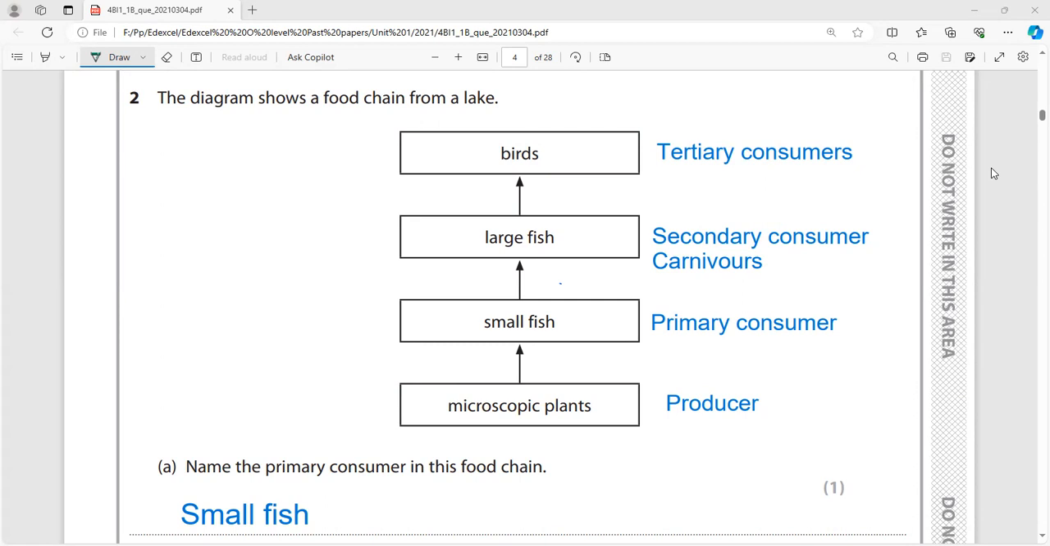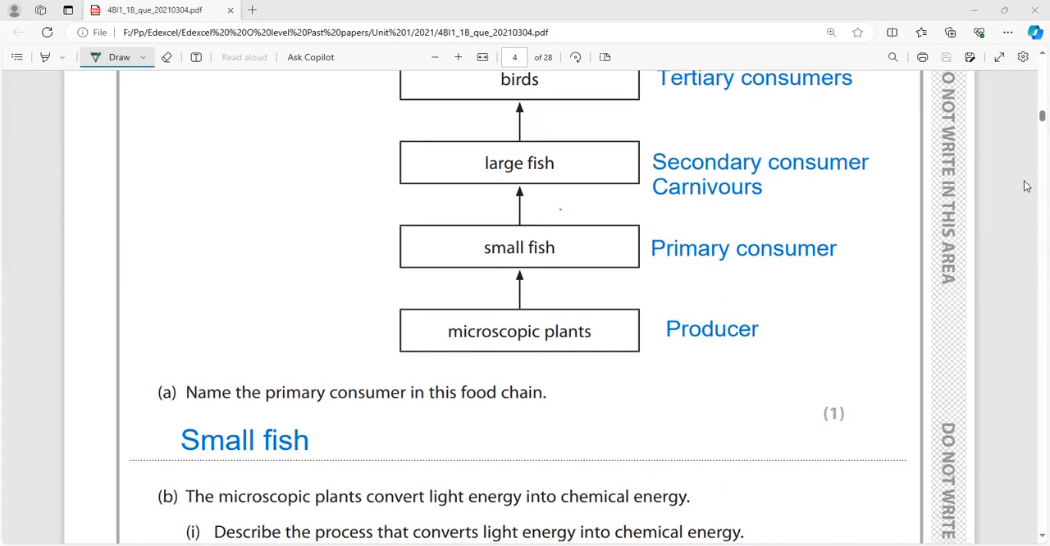Energy always decreases because the old parts of the organism are not eaten by the next trophic level, and most of the energy is lost in respiration or daily life activity. So these types of questions might be possible. The first question, name the primary consumer in this food chain. The primary consumer is the first level, the one directly eating the producer. So the small fish is the primary consumer in this food chain, and the primary consumer is also called a herbivore.